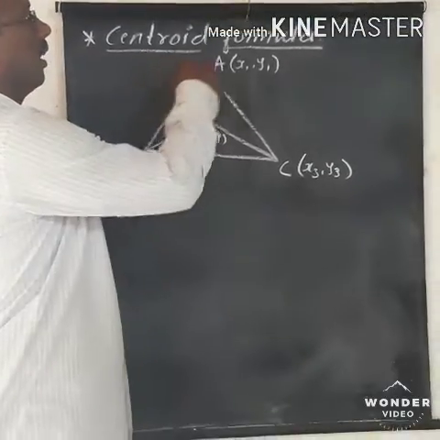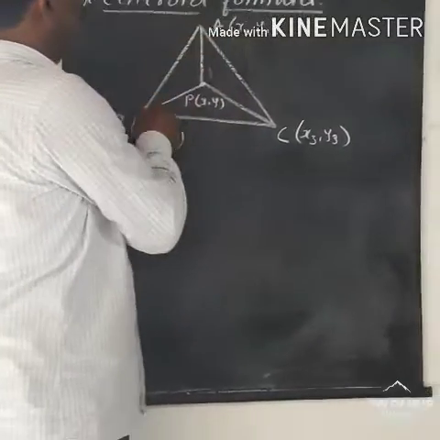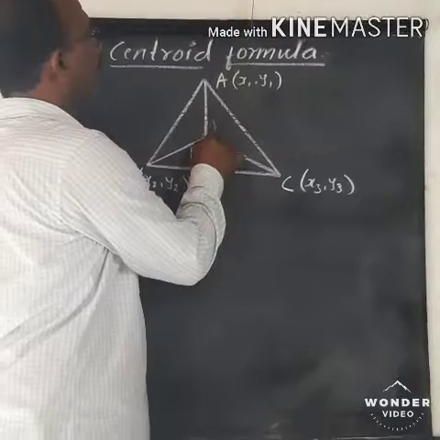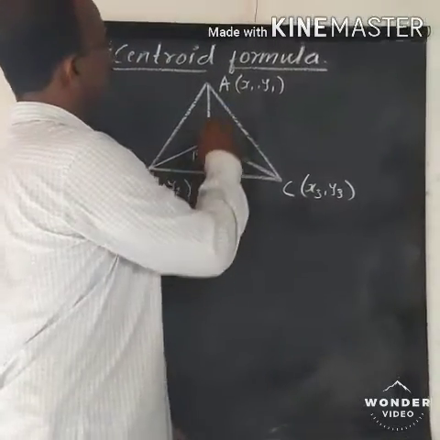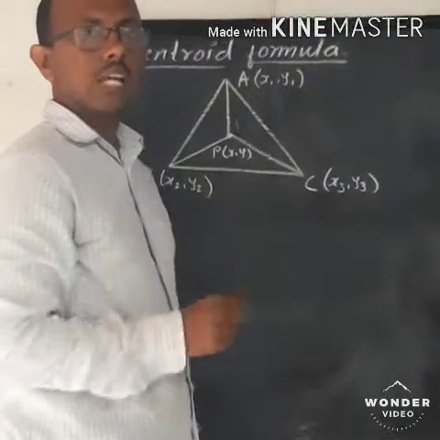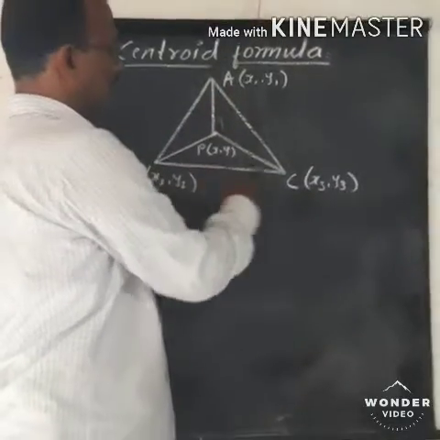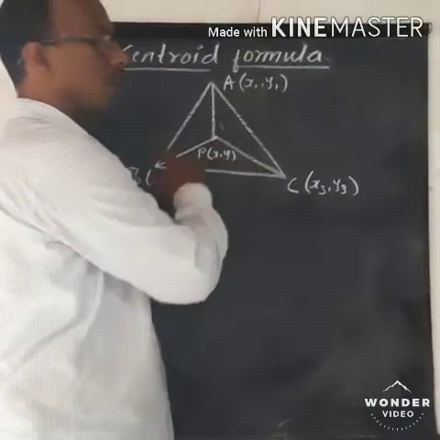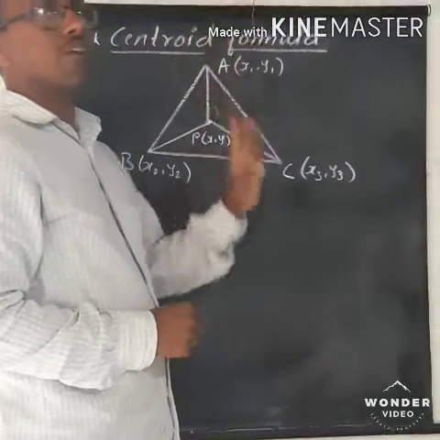Now the next formula, that is the centroid formula. Here we consider the triangle ABC. Now P is the centroid. What is meant by centroid? When the three medians of a triangle intersect at a point, that point is called the centroid. If we know the coordinates of points A, B and C, then we can find the coordinates of this point P by using the centroid formula.